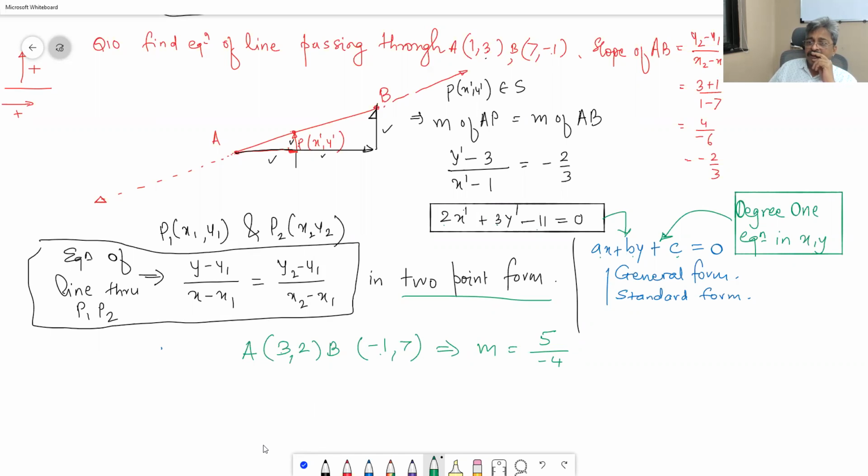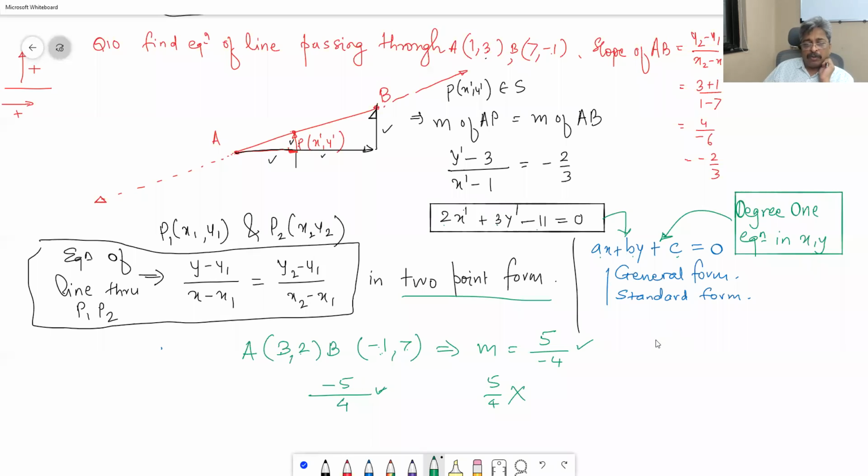Do you understand? If I take this as A minus B, then 2 minus 7 is minus 5 divided by 3 minus 1 is 4. This and this are same. Anything is fine. But whatever you do for the y coordinate should be done for the x coordinate. You cannot say 7 minus 2 in the numerator, 5, and then 3 minus 1 in the denominator, 4. Then it is the wrong slope.